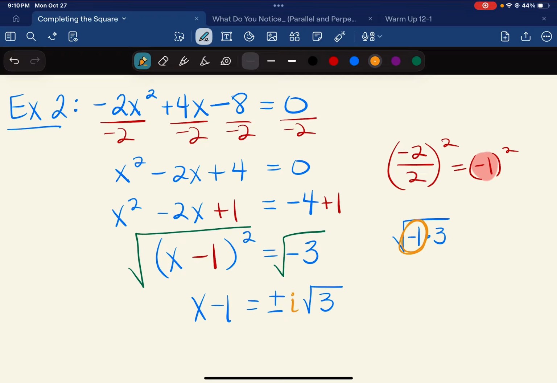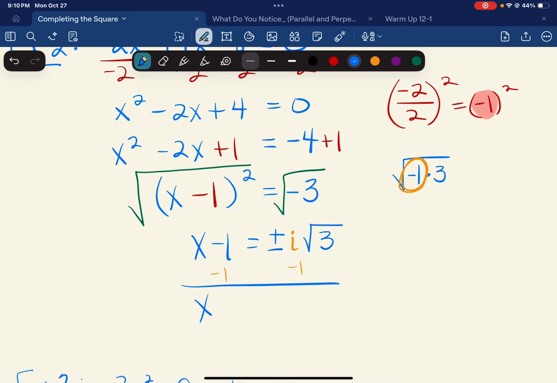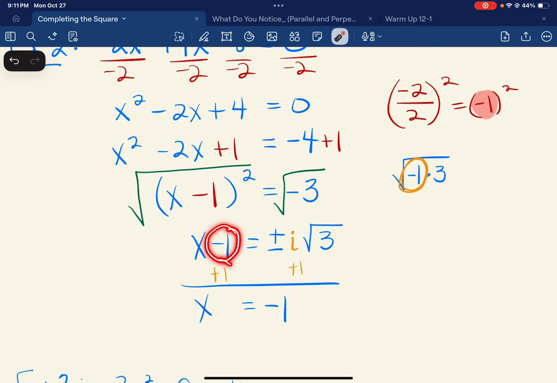All right, subtract 1 from both sides of your equation. And this ends up giving us x equals negative 1. Oh, I'm so sorry. That should have been a plus 1. Go back. The inverse of this minus 1 would be plus 1. I'm glad I noticed that.